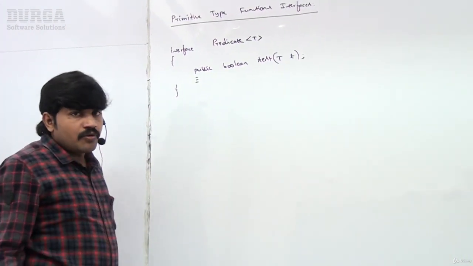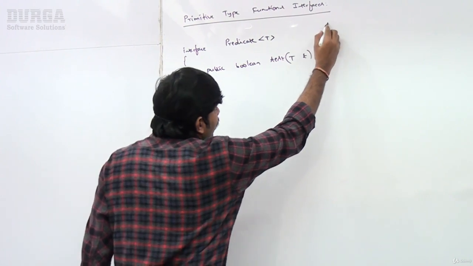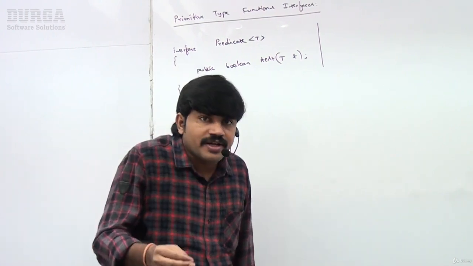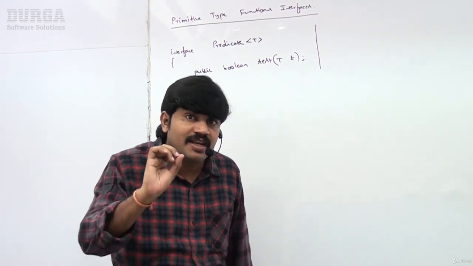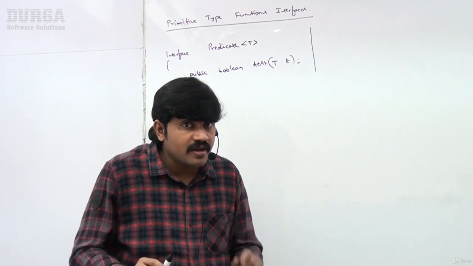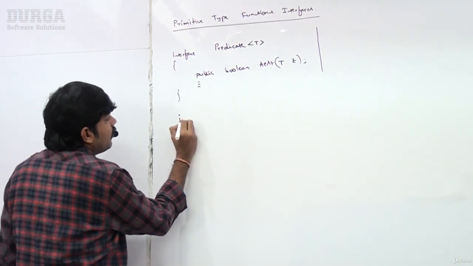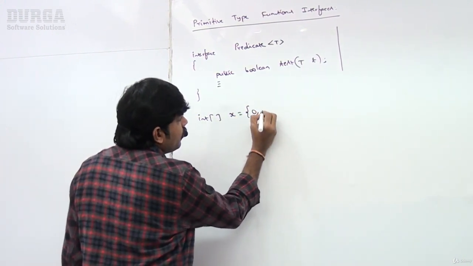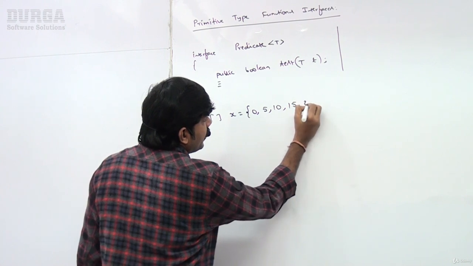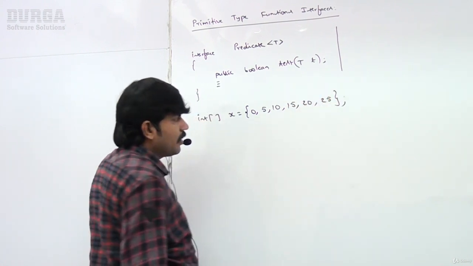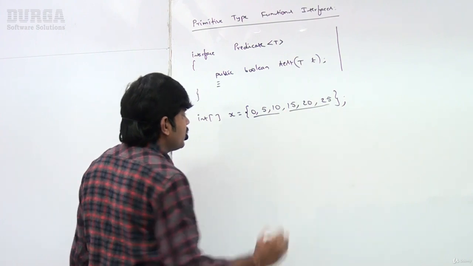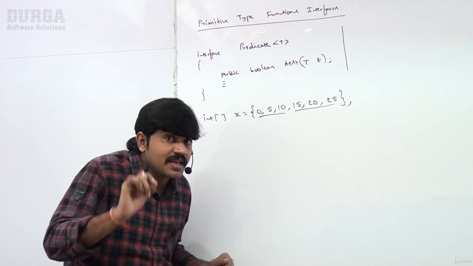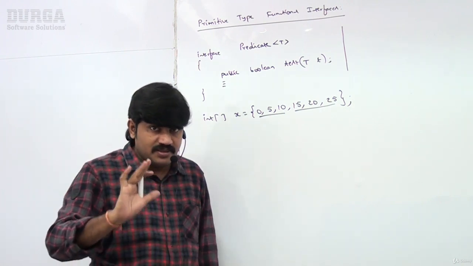It is always going to take T as the type parameter, and then some default methods are there. Now, I have an array of int values. I want to check whether the given number is even or not. In the last videos I already covered this example. Suppose I have int array x equal to 0, 5, 10, 15, 20, 25. How many values are there? Please cross check. 6 values are there, sir. Write a predicate to check whether the given number is even or not. This is my requirement.